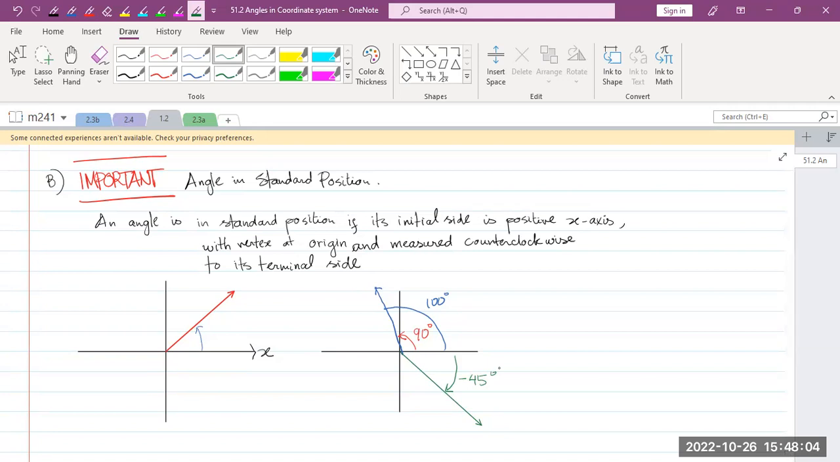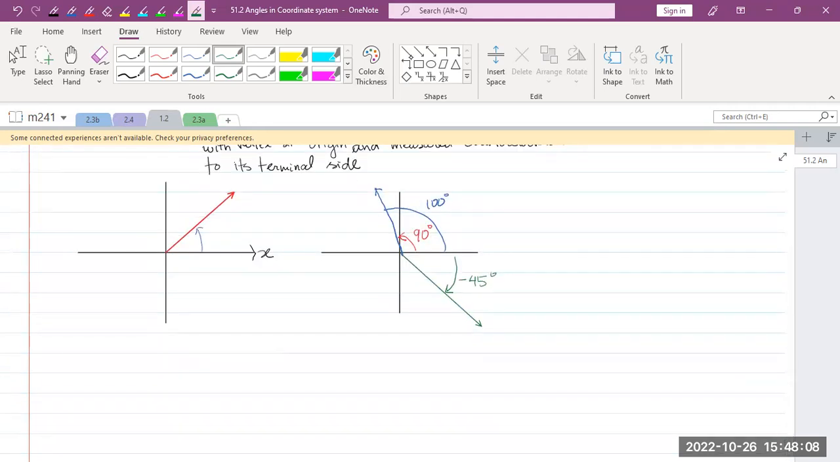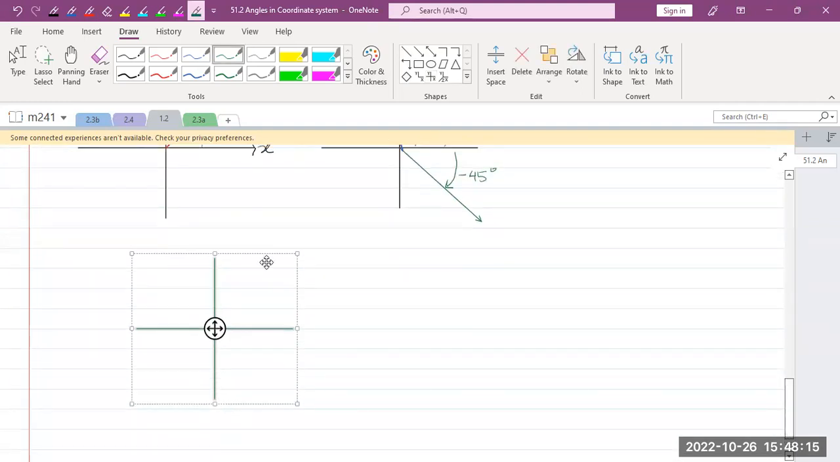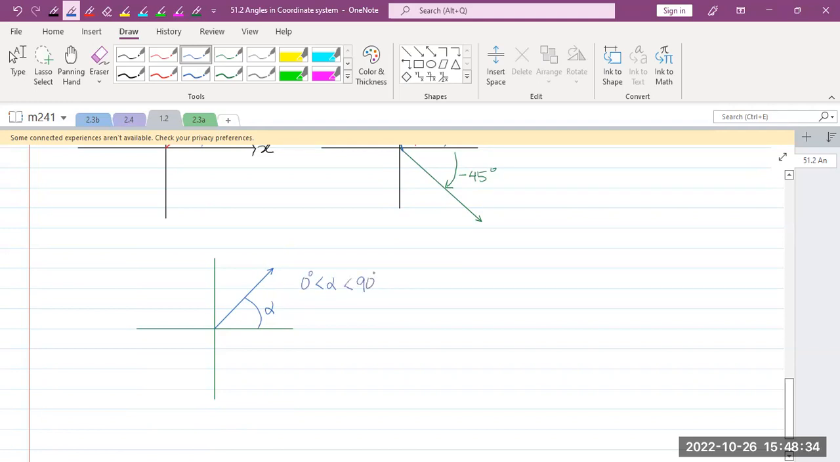Okay, now next, going back to that idea of angle in standard position, you will see the following. The angle in quadrant 1: if the terminal side ends in quadrant 1, it means the alpha must be between 0 degrees and 90 degrees.